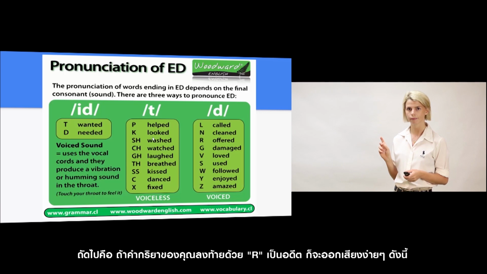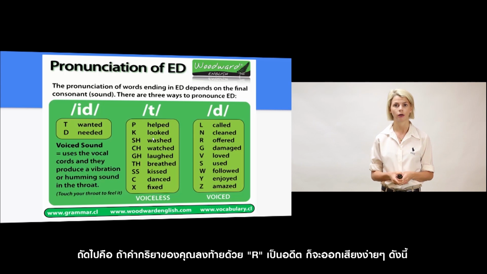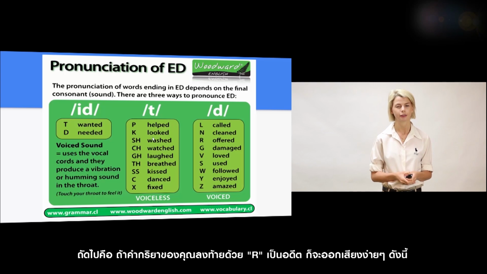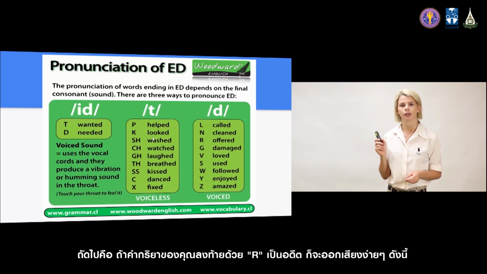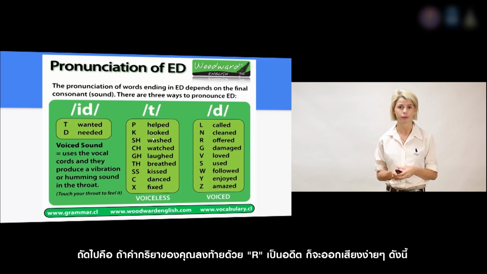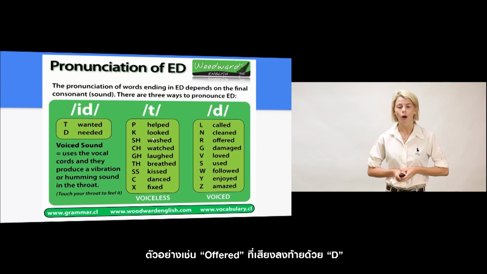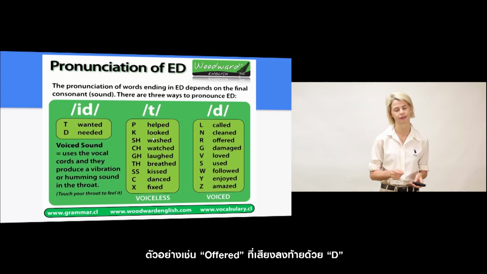Next one. If your verb ends in R sound, r, r, you should be good at this after level 1 pronunciation. R sound also has simple D after the verb in the past tense. The example we have here is offered. Offered. Repeat. Offered. You can hear the simple clear D sound.